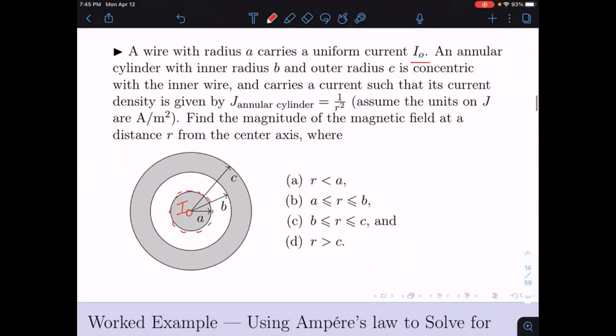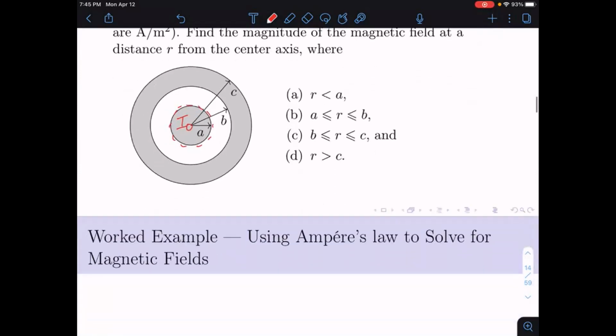So the structure of how we solve this problem: we are going to solve for the current through all of them first, and then the magnetic field after that, because the magnetic field step is all the same, right? So we'll solve for current first and then magnetic field after that. Okay, so that's the structure here.